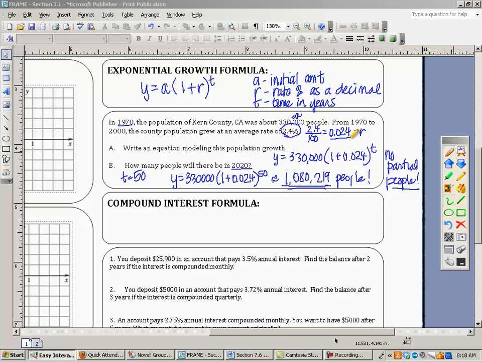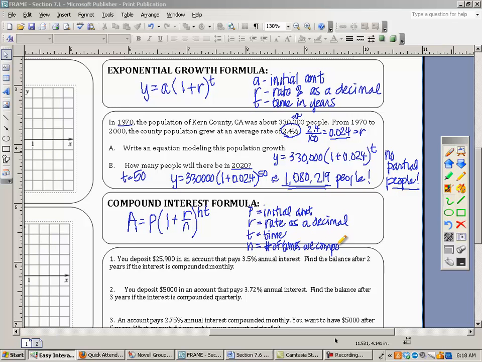Okay, last formula, compound interest looks like this. A equals P times 1 plus R over N to the NT power. All right, so let's talk about it. P is my initial amount in this one. Okay, R is still our rate as a decimal. T is still our time. It's this N that's new. N is the number of times we compound our money, okay?